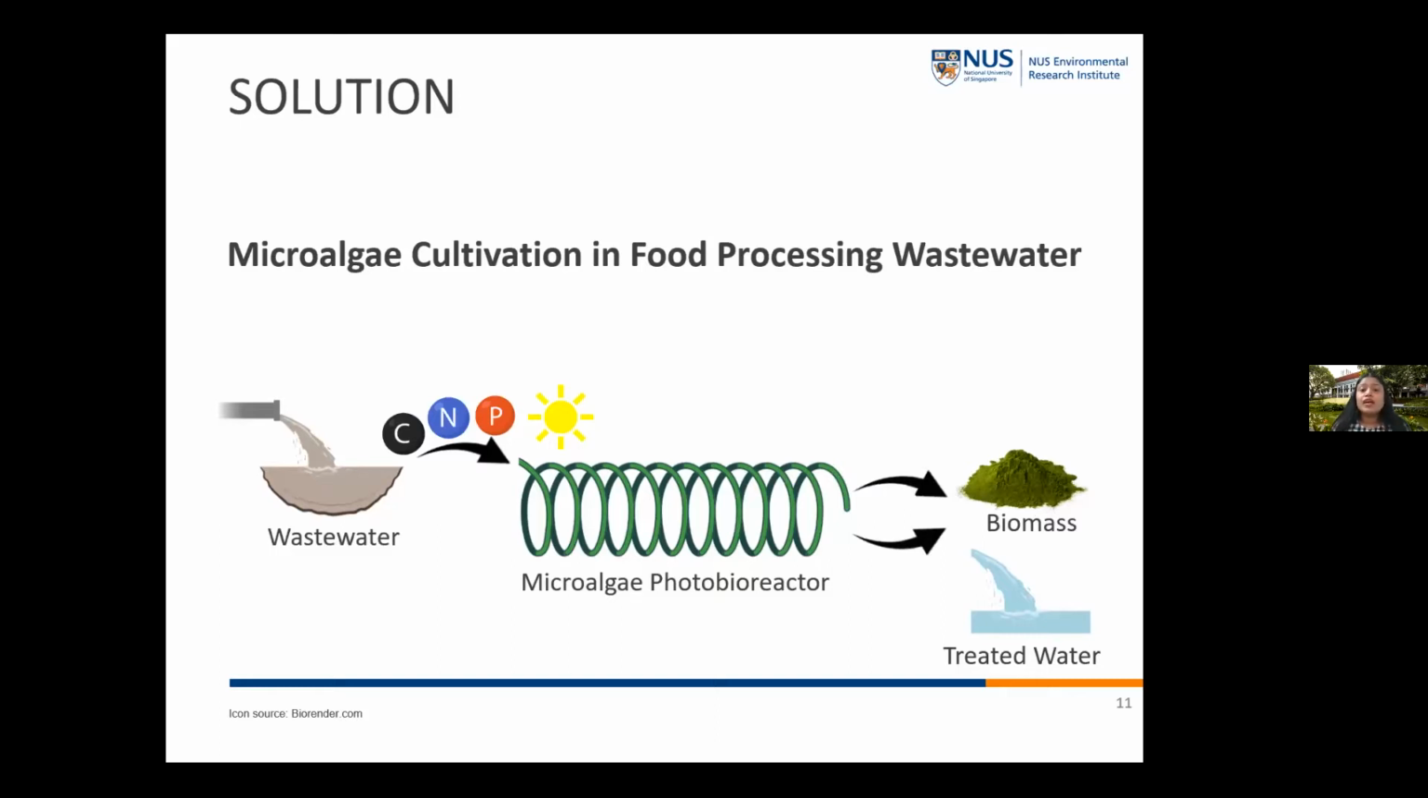There are different kinds of wastewater that we can use to cultivate microalgae. Why specifically food processing wastewater? The reason we chose this is because food processing wastewater is quite safe. It doesn't have any toxic material, and it doesn't have much heavy metals. So the biomass that we cultivate from this wastewater could be used for high value applications. So this is our solution.